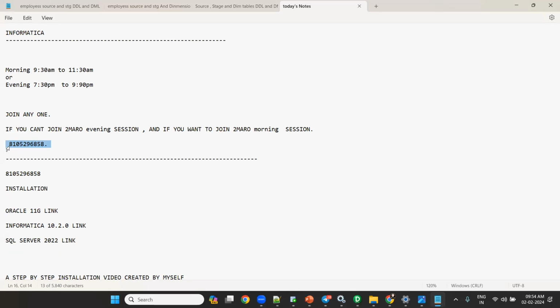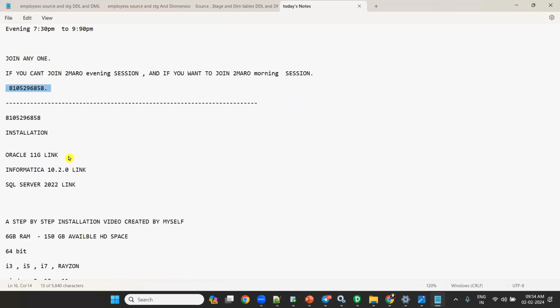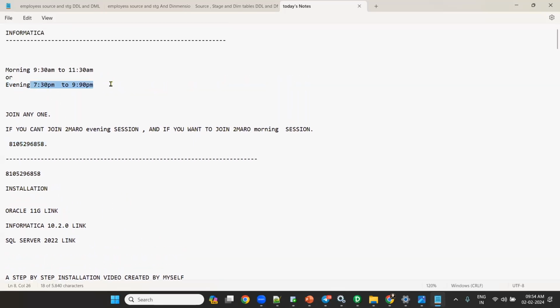First, try to join the morning session. If you are unable to join the morning due to some reason, then only join the evening. Normally, for morning people, we will give the morning access, not the evening access. But if you are unable to join the morning session, WhatsApp us on 8105296858. My team will provide the evening access. Evening at 7:30 to 9:30 you can join. Are you clear?